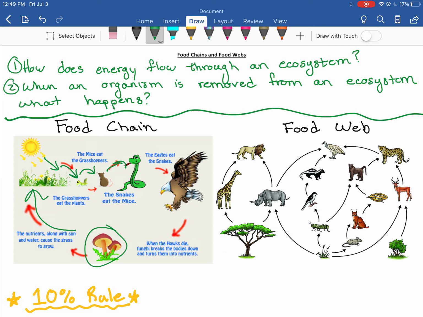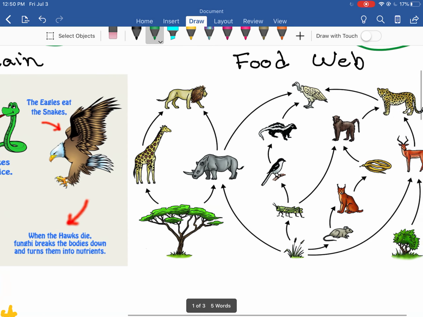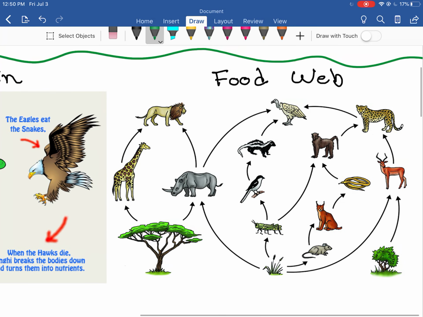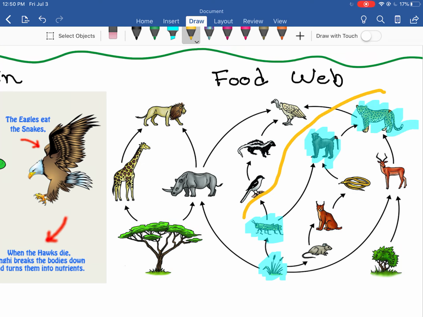If you look on the right, we have a food web of the savanna. It's the best one I could find that has good quality. If we take a look here, a food web is broken up into numerous food chains. So if I follow one right now, I start with some grass down here, eaten by the grasshopper, eaten by the baboon, who gets eaten by the jaguar. That is one food chain in this whole food web.